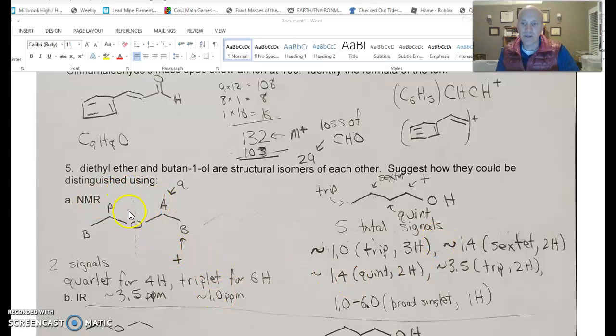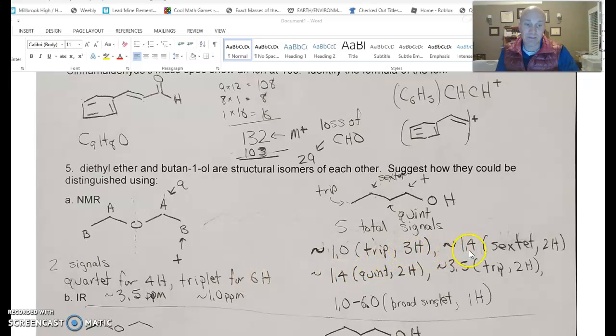So in terms of how you would distinguish them, there are several things you could say. You would only expect to see 2 signals in this one, whereas you'd see 5 total signals here. You could also mention the splitting patterns; for example, you'd expect to see a broad singlet here because of the OH, where you would not see any broad singlets here.